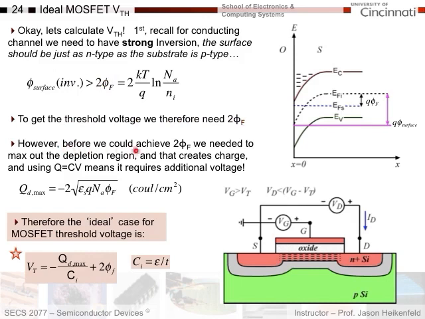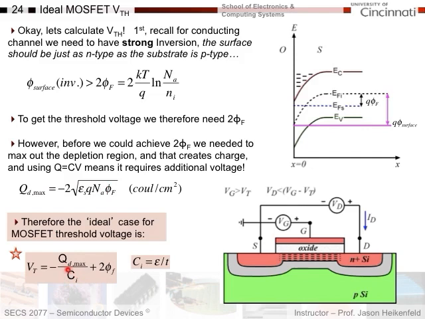Now, before we could get 2 phi sub f though, before we could get to inversion, we also had to max out the depletion region. And that creates a charge, and using Q equals CV, it means an additional voltage. So we had our QD max, which all we have to do to turn that into voltage is divide by the capacitance here.